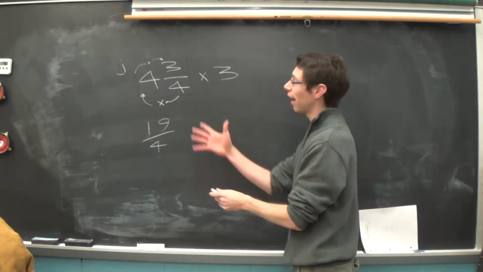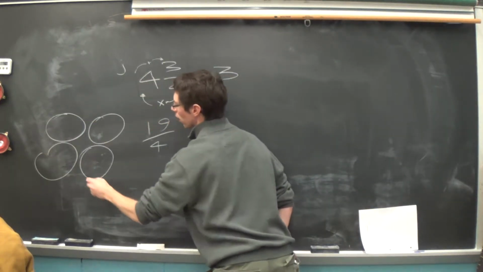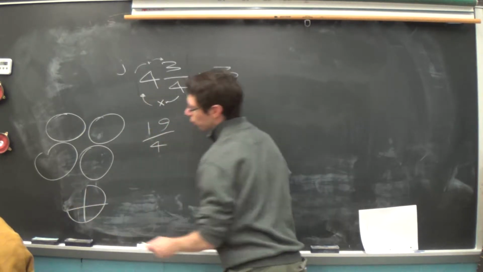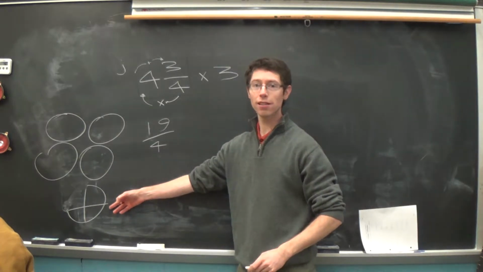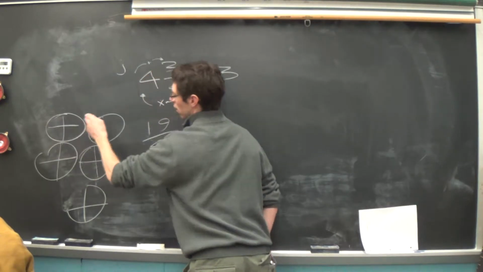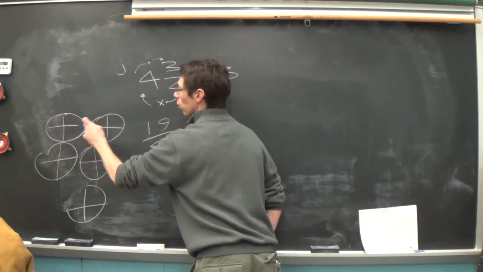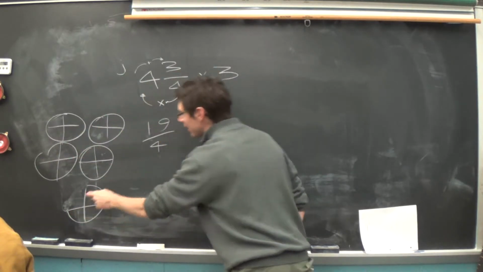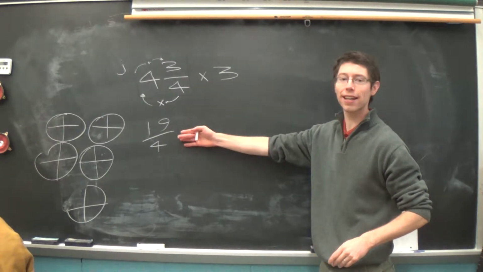I'm going to illustrate that. I'm going to draw 4 3/4 pizzas. 1, 2, 3, 4. Right there's my fifth. Divide into fourths. I have 3 of those. So there's 1, 2, 3, 4, and 3/4 pizzas. I'm just going to divide them all into fourths. And it's the same thing as having 19/4. 4 3/4 is the same quantity as 19/4.